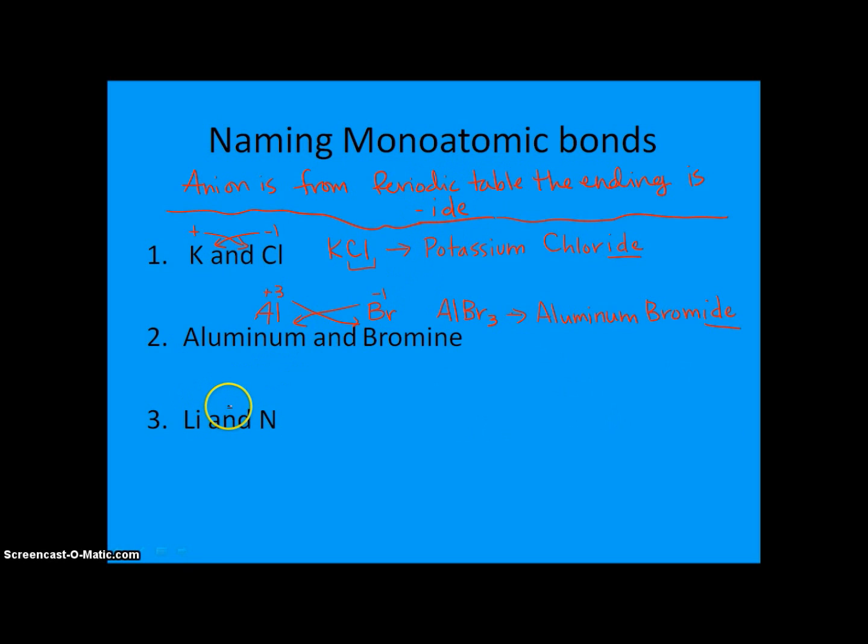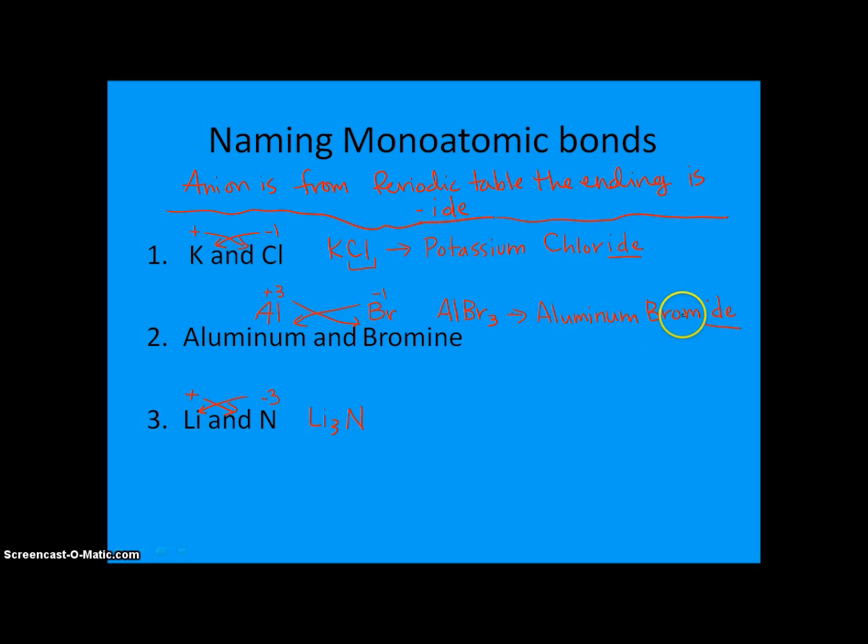Alright, let's do one more here. Lithium is in group 1, so that's a +1 charge. Nitrogen is in group 5, which means it is -3. Crisscross. Writing out our formula, we'll have Li3, and then just 1 nitrogen.